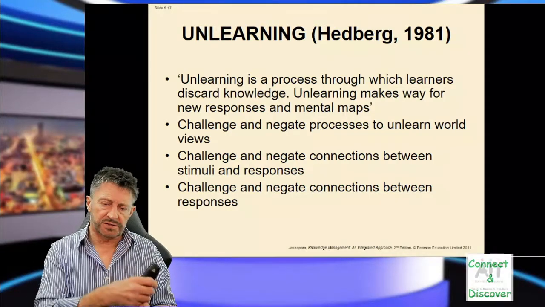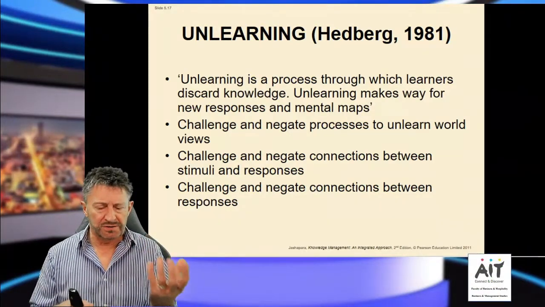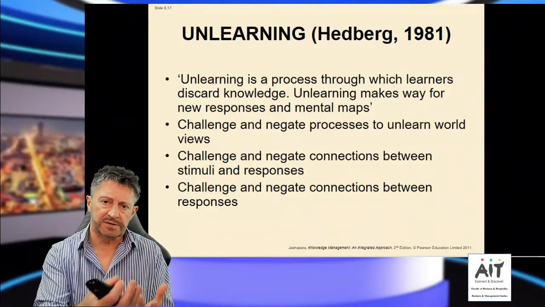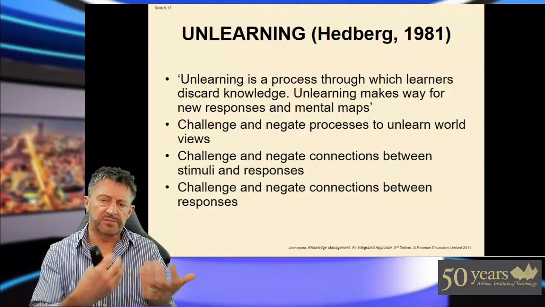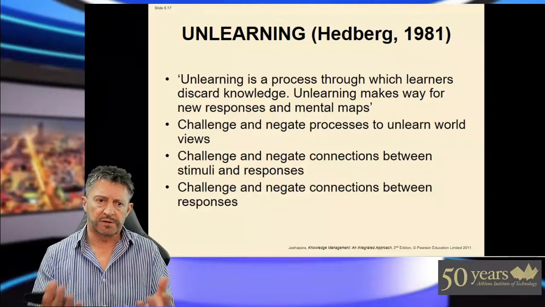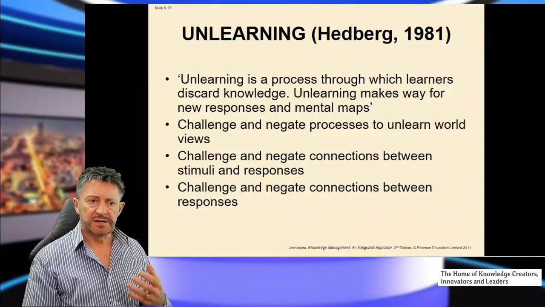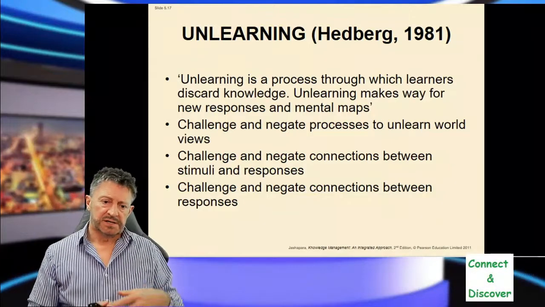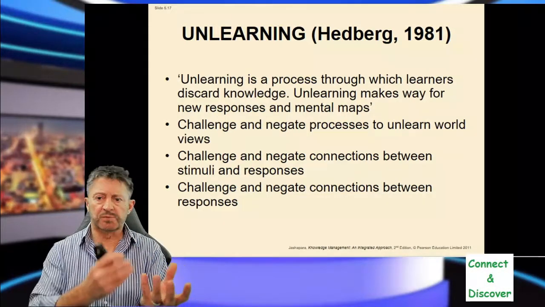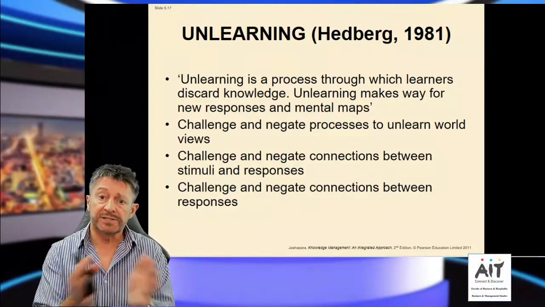Looking at the cause and effect. So do we understand the cause, and what potentially are the effects of these causes? And if we take a different course of action, what are the potential outcomes based on that? And then challenge and negate connections between responses. So we might have this response, we might have that response. So in other words, alternatives.